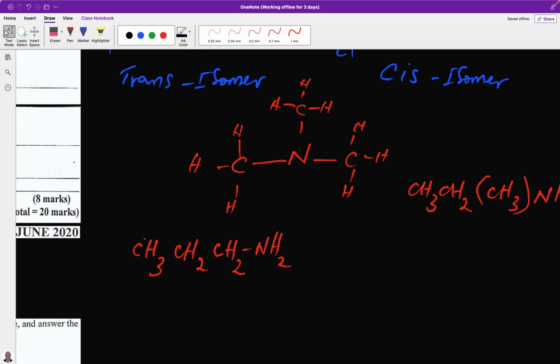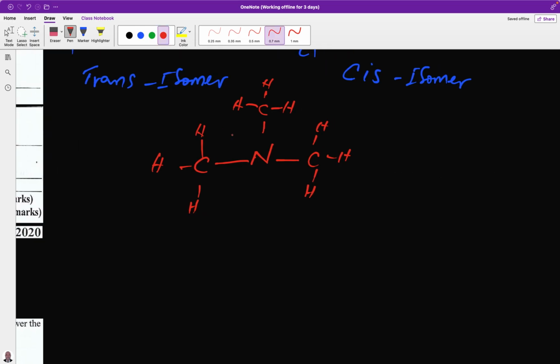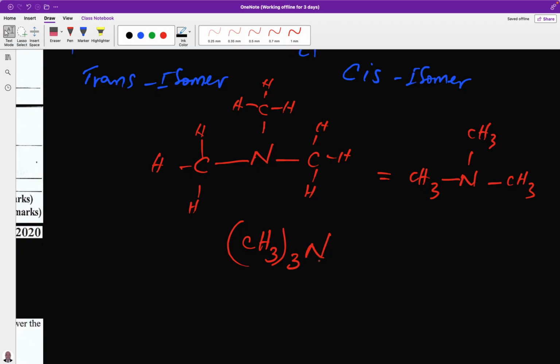So now the formula of this compound here will be a CH3. We can still write it this way: nitrogen, CH3, CH3, and a CH3. We can summarize it and put it as, there are 3 methyl groups. So we can say CH3 in bracket 3 and a nitrogen. That is a tertiary amine.